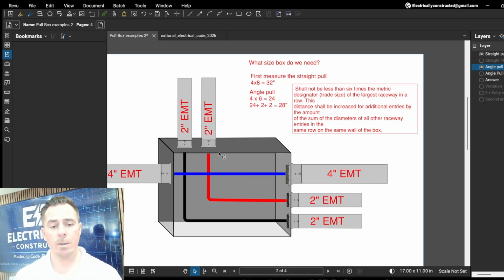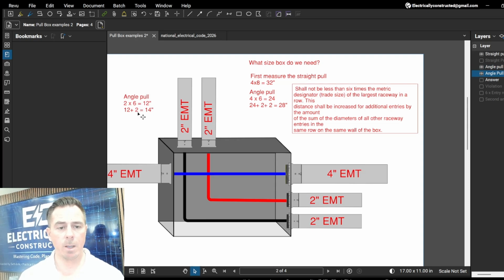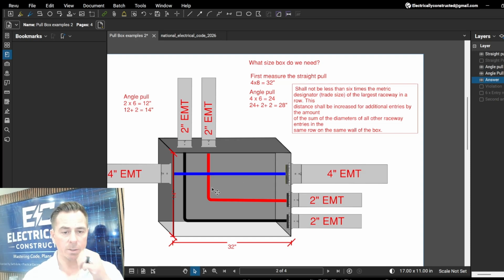So now we have to take our raceway going down and over. We have to take that one and do the multiplication on that one. We have our largest raceway, which is 2 inches times 6 gives us 12 inches, plus the remaining raceways in the same row, which is another 2-inch raceway. So 12 plus 2 equals 14. So our answer here is going to be 14 inches by 32 inches.